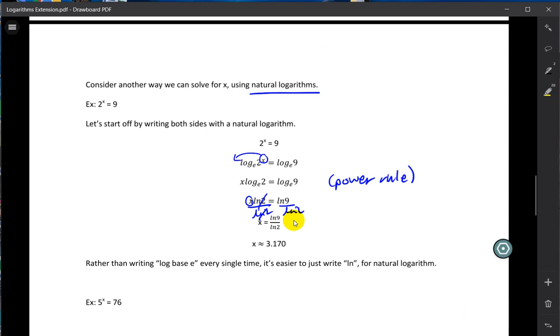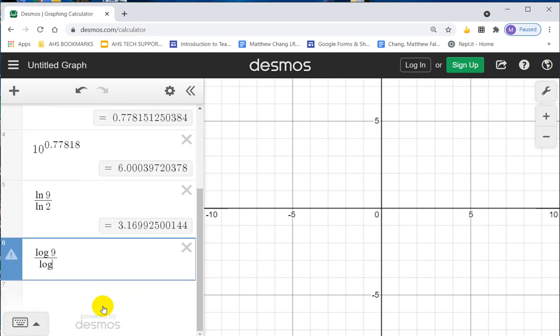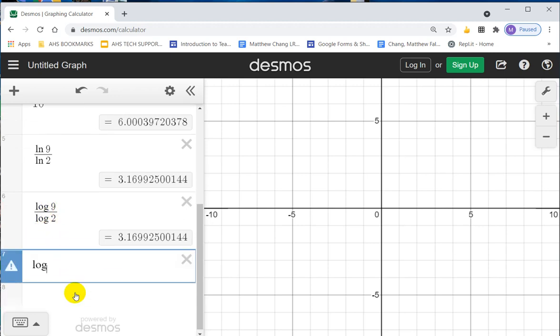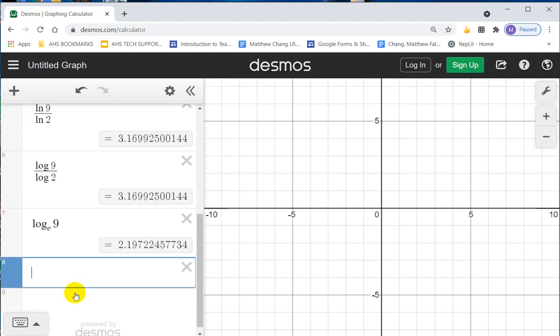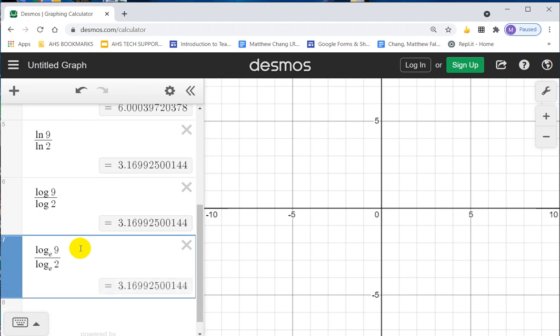Basically, you're going to realize you get the same thing if you actually were to use logarithms as well. Let me show that to you guys. If I put log 9 divided by log 2, it just so happens these are the same thing. The reason is the change of base formula: no matter what the numbers are, as long as the bases are the same, you're going to get the same result. Even if I put log base e of 9 divided by log base e of 2, this is the same thing as ln, so that's why it comes out the same.